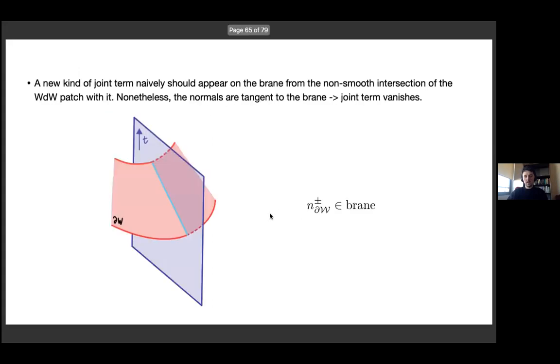Okay. There is an extra type of joint terms which could arise from the non-smooth intersection between the Wheeler-DeWitt patch and the brane. Nonetheless, this intersection is smooth enough so that the joint terms vanish. So the normals to these codimension one boundaries of the Wheeler-DeWitt patch become tangent to the brane at the intersection. And because tangent properties of space-time are continuous, the normal to this hypersurface is continuous across the brane. And this means that the intersection is once differentiable across the brane. And for those types of intersections, you don't have any new joint terms appearing in the game.